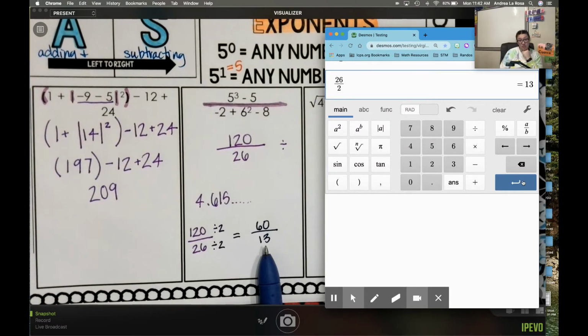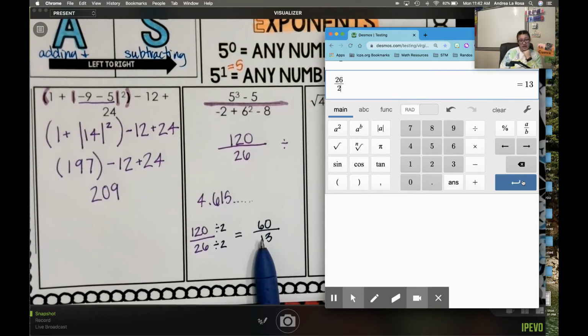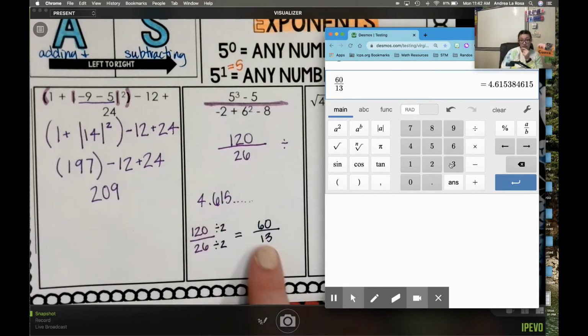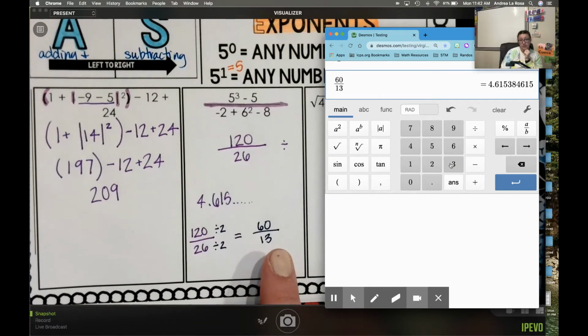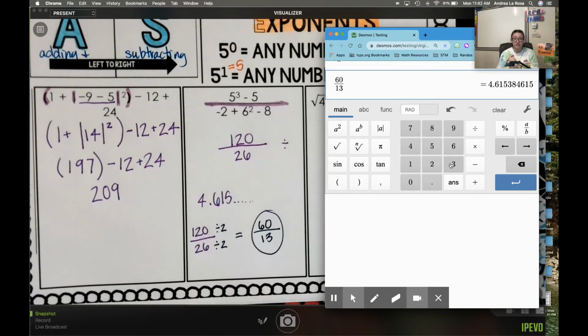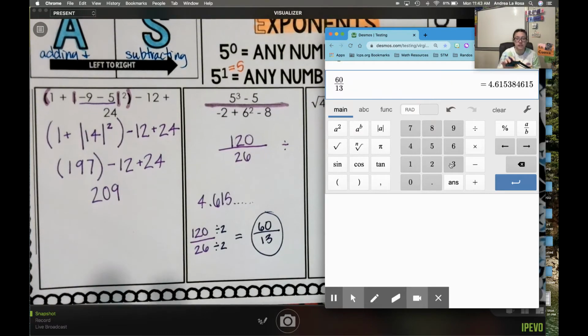Thirteen's a prime number, so the only way I could simplify that more is if 13 goes into 60. Let's see, if I do 60 divided by 13, that's that really ugly decimal that we got from before when we simplify that. So that means I can't divide the numerator and my denominator by anything anymore. So my final answer is going to be 60 over 13.